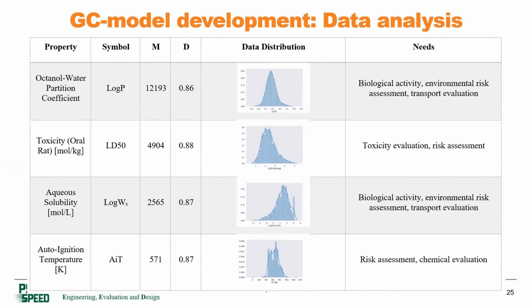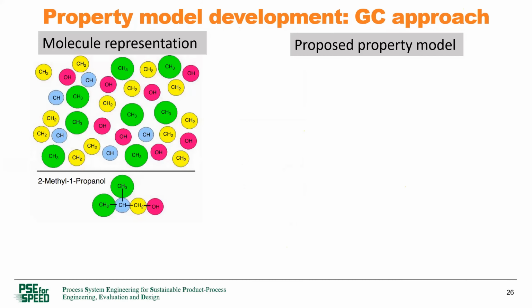Under M, you see the number of data points. Under D, you see the distribution. So how is the distribution? The larger the D value is, closer to 1, the better. So we check all of these, and then once the data is acceptable, we set the parameter estimation.